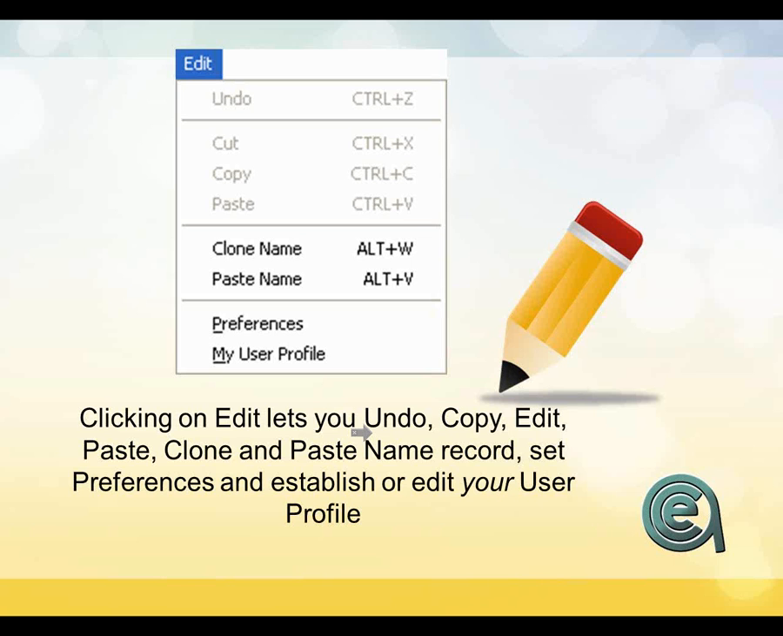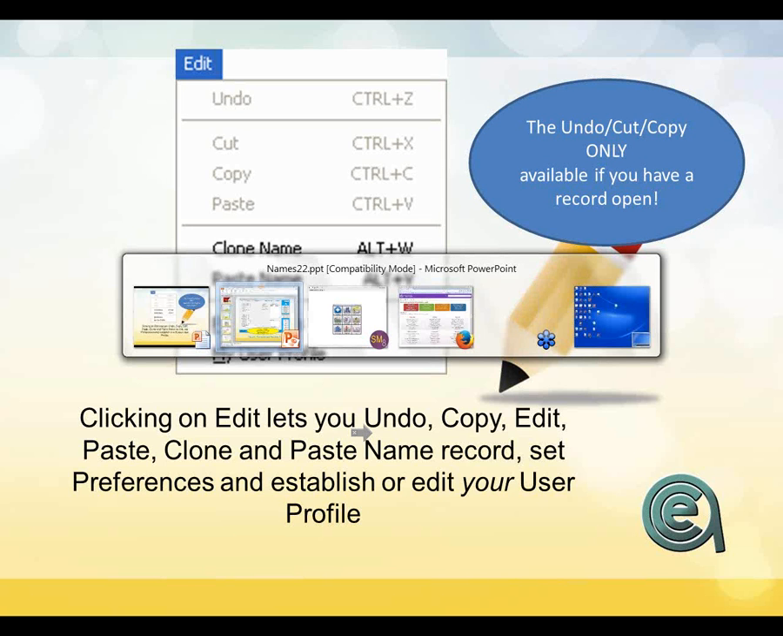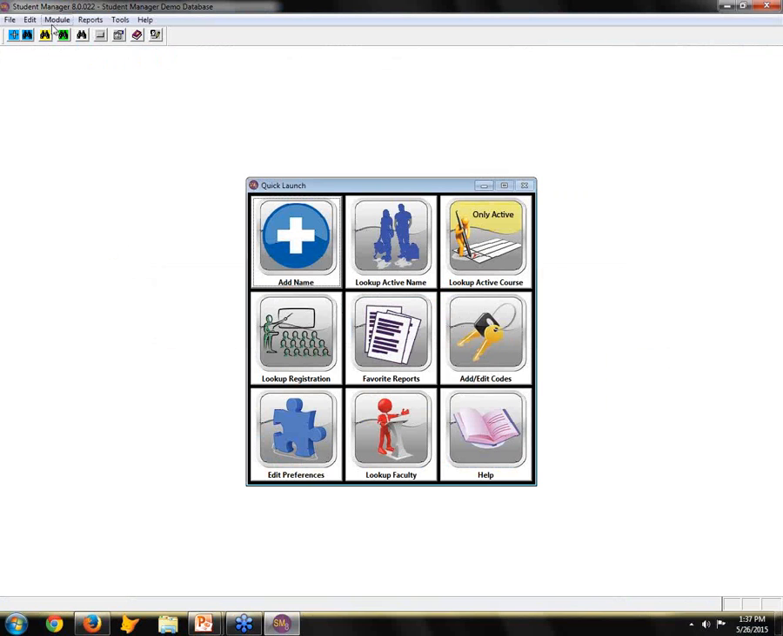Okay, let's move across the menu. The Edit menu: clicking on Edit gives you options to undo, cut, copy, paste, and set your profile of the user preferences. Note the undo, cut, and copy options are only available if you have a data record open inside Manager. We'll navigate to Student Manager, and we're looking at the Edit menu right there.